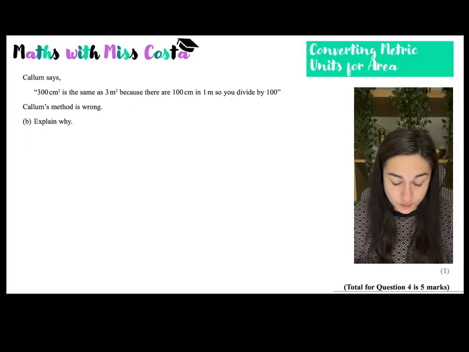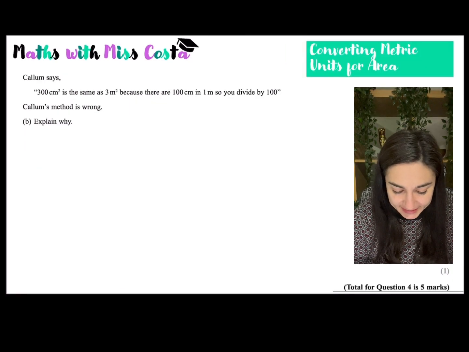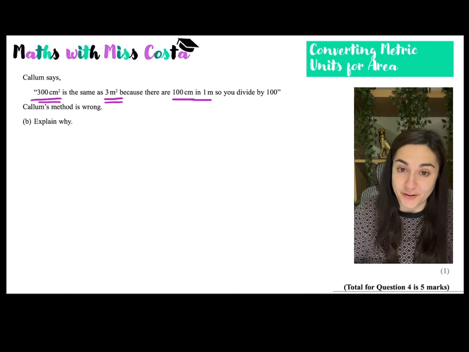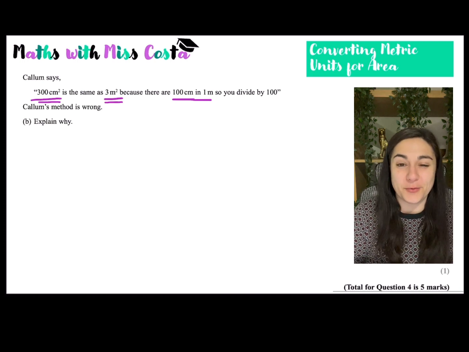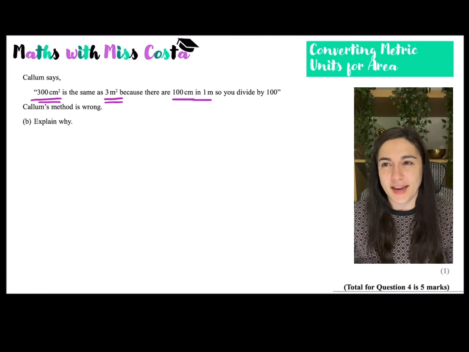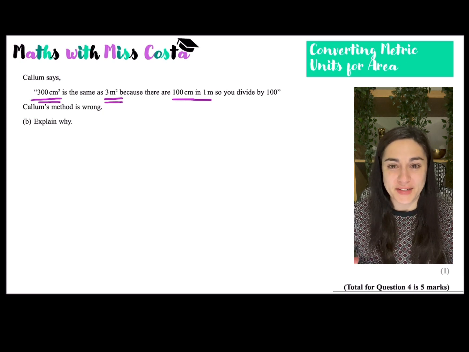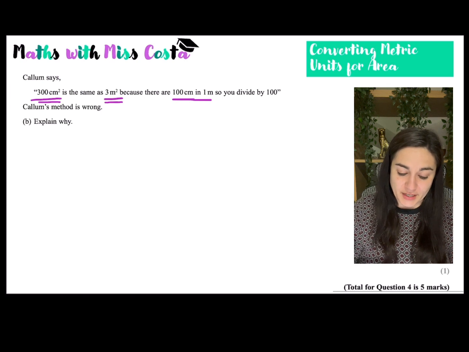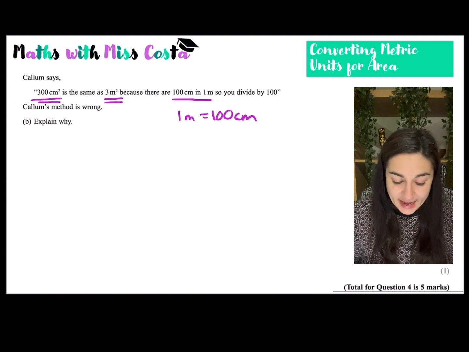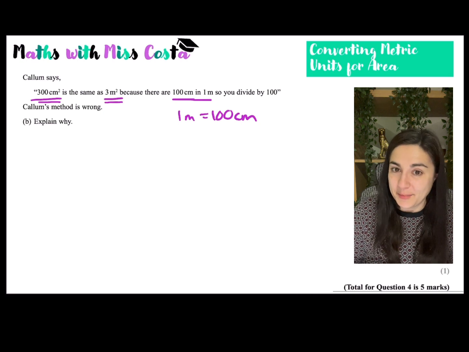The next part of the question says, Callum says 300 centimeters squared is the same as 3 meters squared because there are 100 centimeters in 1 meter, so you divide by 100. This question is a little bit annoying because they give you something that's true, and people focus on that. Yes, it's true that 1 meter is 100 centimeters. However, that's not the same case for the area.